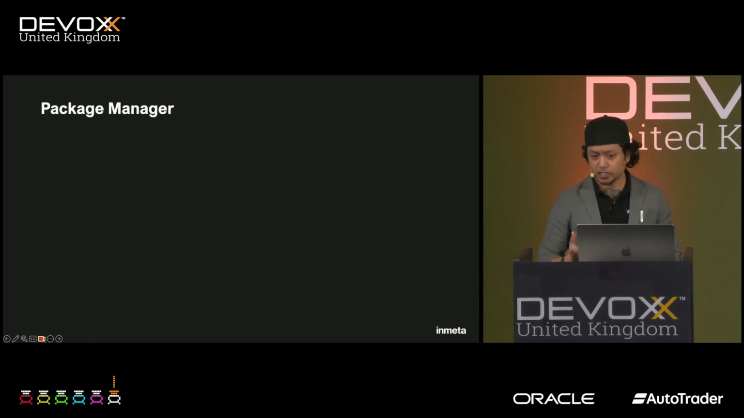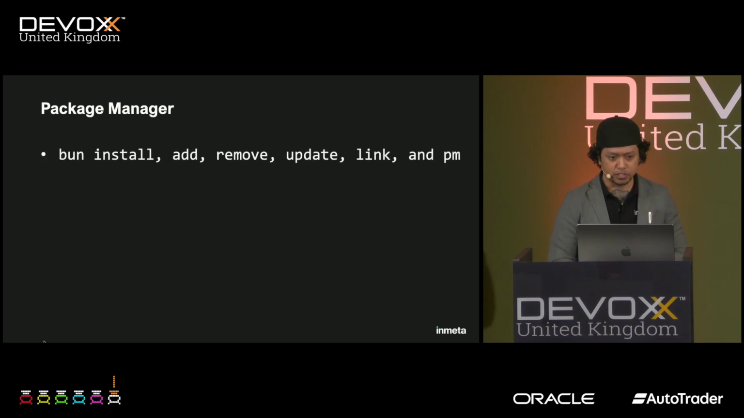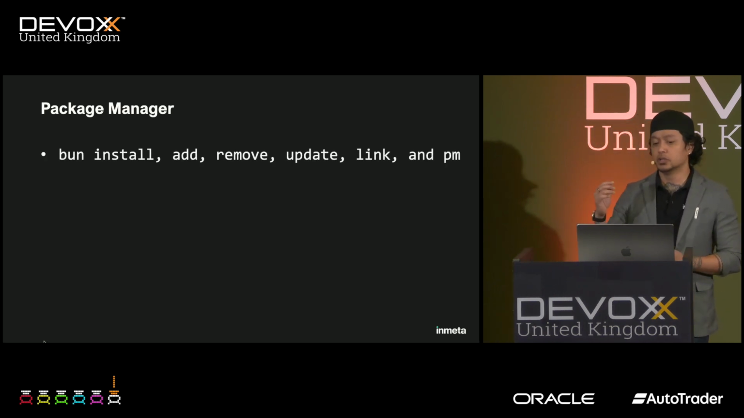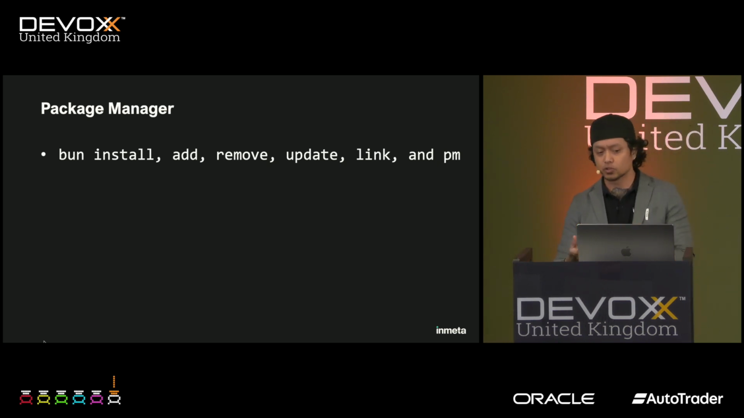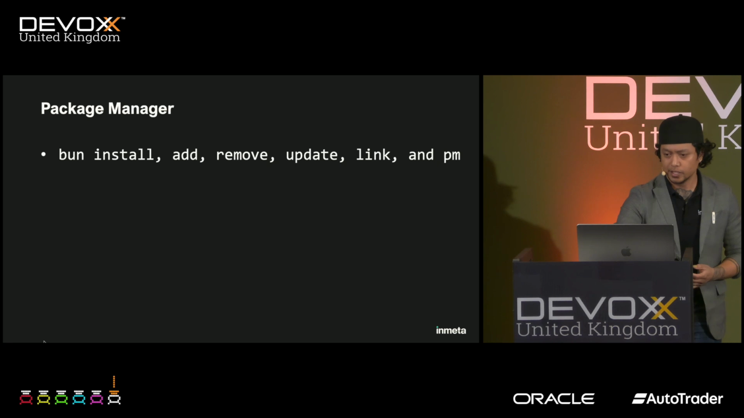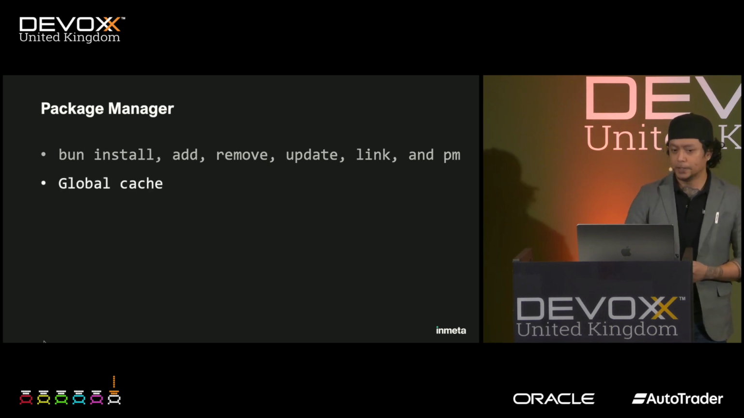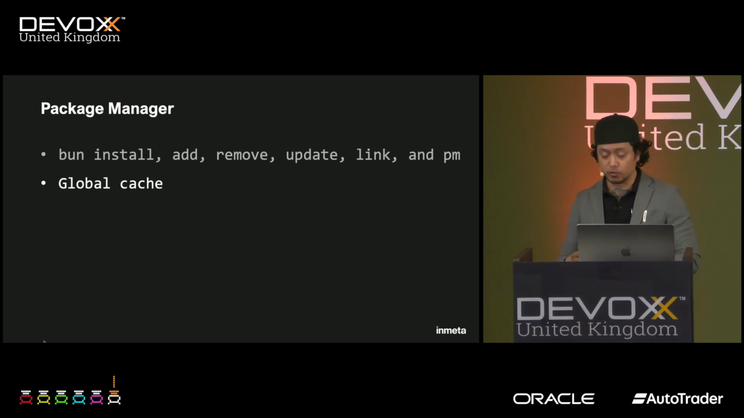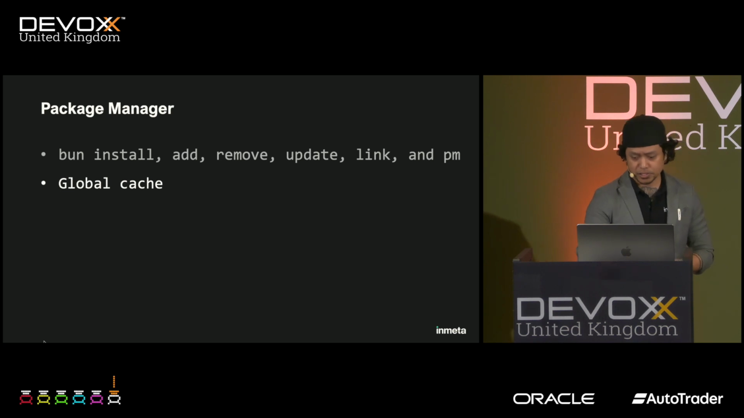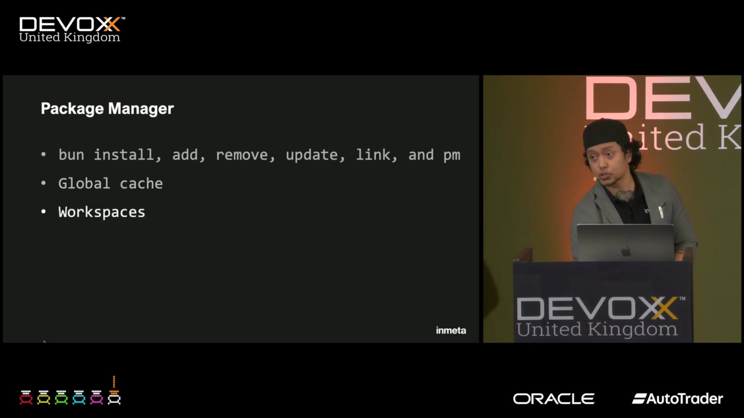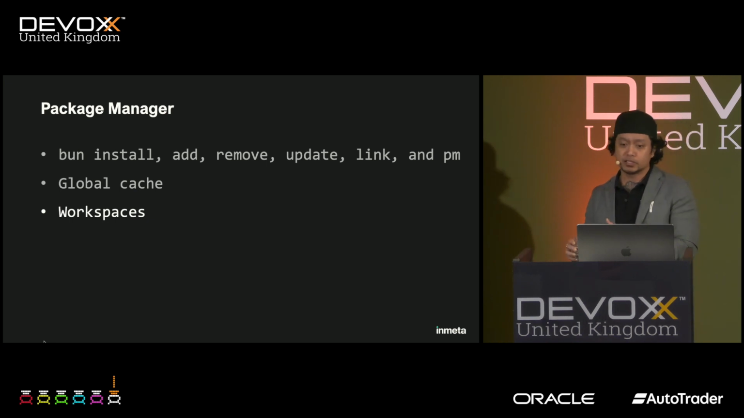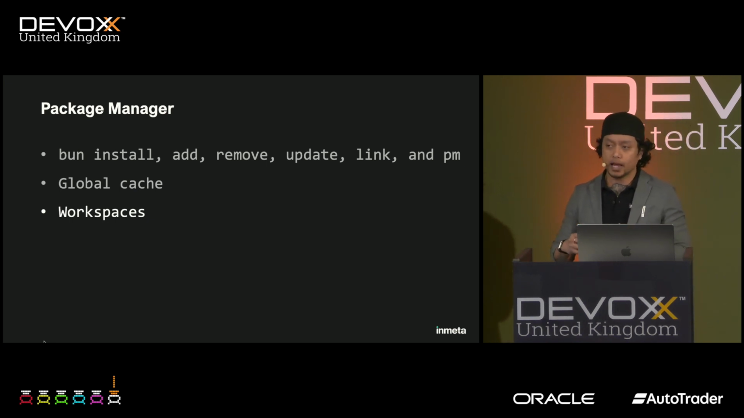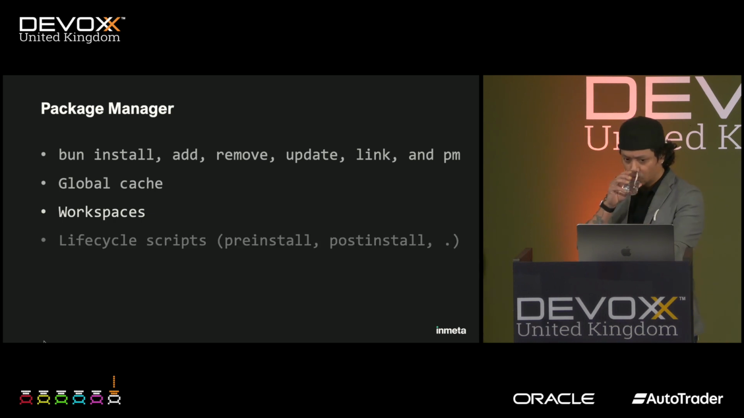So it's fast, but what are things that we can do with this package manager, right? I will just show you a few things from Bun's package manager. Just like how you use npm, yarn, and pnpm, you can do install, add, remove, update, link, and pm. In this package manager, we also have a global cache. All packages downloaded from the registry are stored in a global cache. Workspaces are also included here, for example in package.json, to make it easy to develop apps in a monorepo setup.